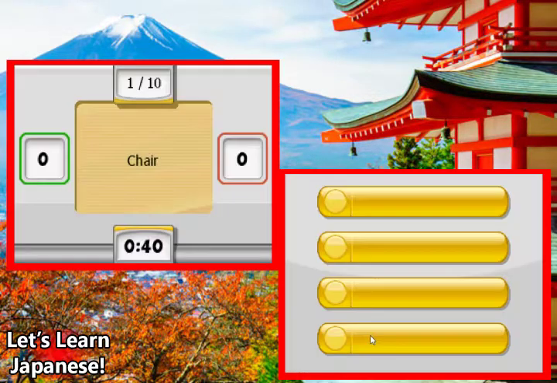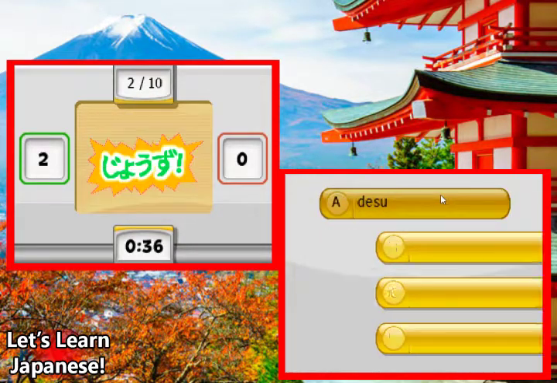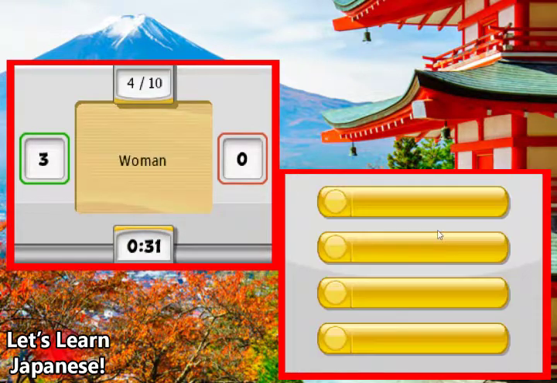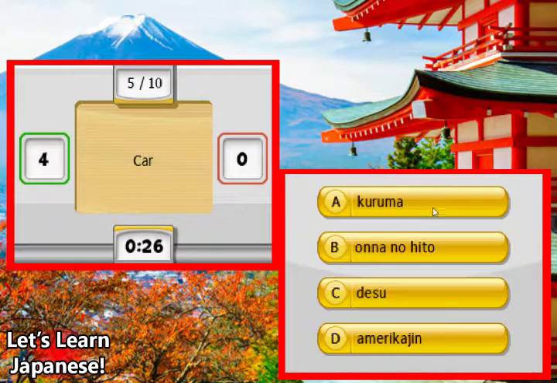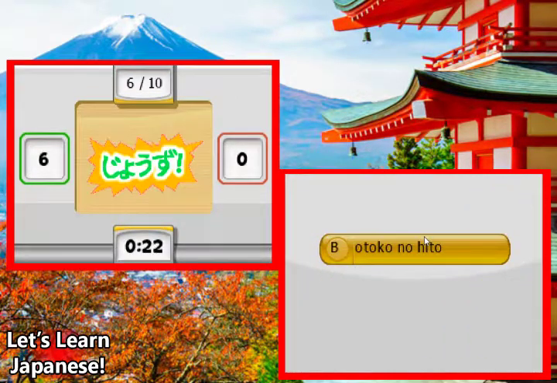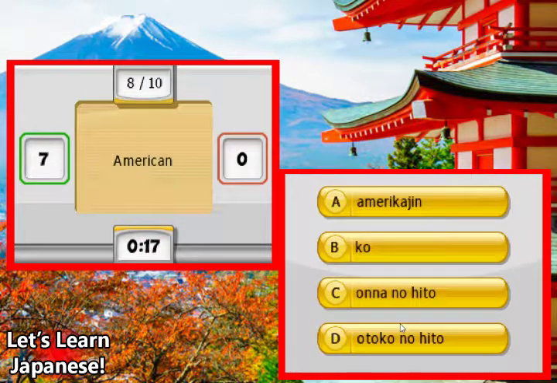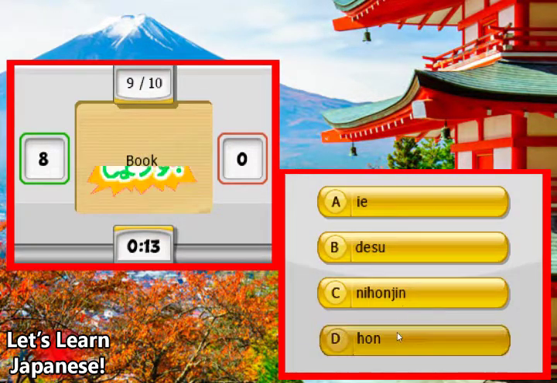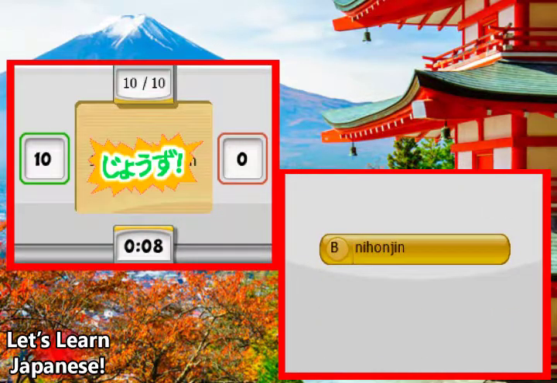So let's do it again. Isu. Desu. Is it the same order? No, ie. Onna no hito. Kuruma. It is not the same order. Otoko no hito. Ko. Amerikajin. Hon. 本 and 日本人.